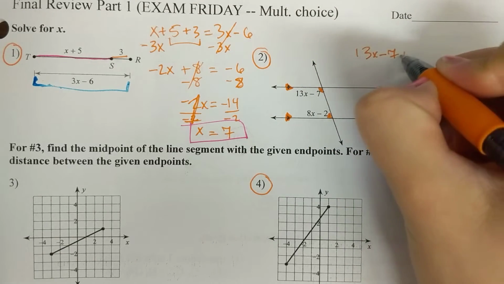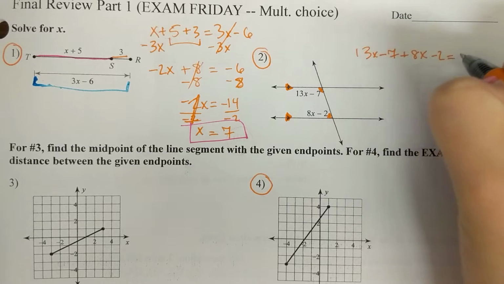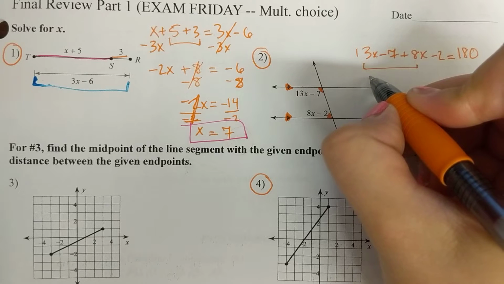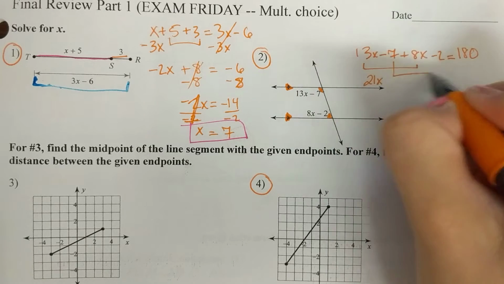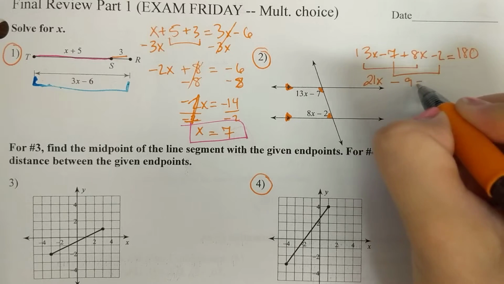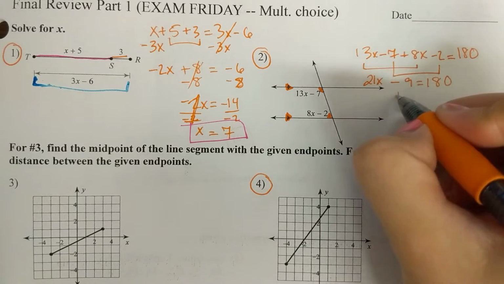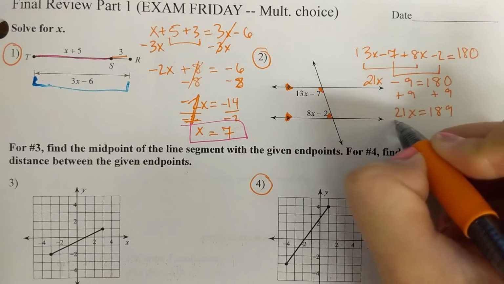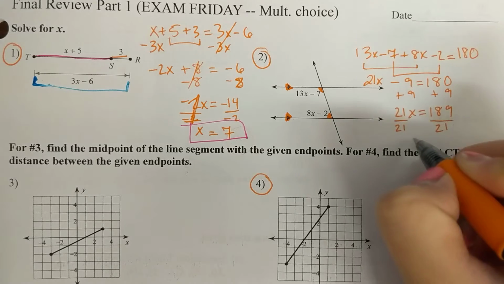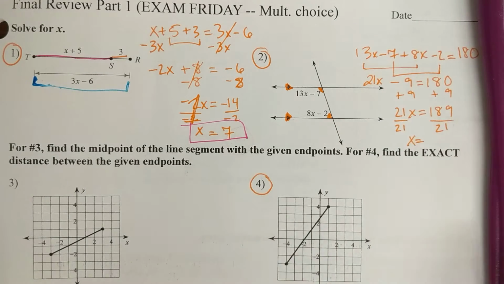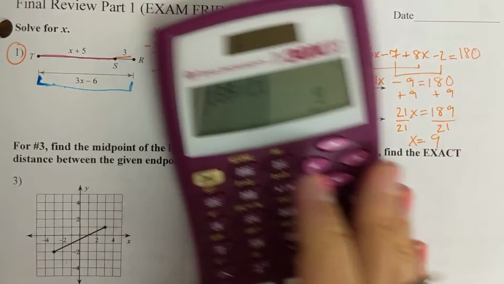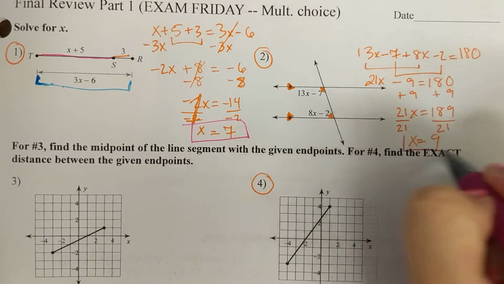13x minus 7 plus 8x minus 2 equals 180. Combine like terms, so that would be 21x, negative 7 minus 2, negative 9. Add 9, 21x is equal to 189. And we have our trusty calculator. 189 divided by 21 is 9. And we've solved for x.